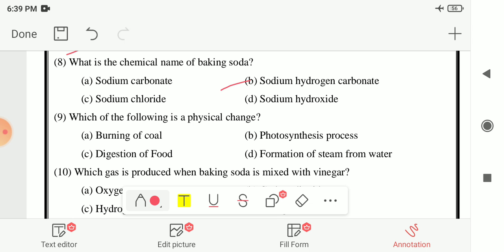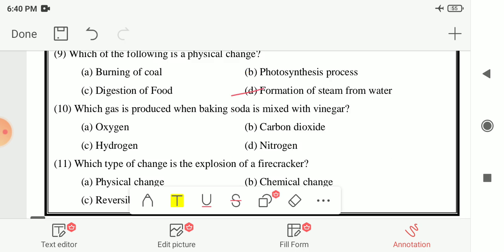Next, ninth number, which of the following is a physical change? The options are burning of coal, digestion of food, photosynthesis process, or option D, formation of steam from water. So here your answer is option D, formation of steam from water is the physical change, as we are not getting a new substance, only the state of the object is changed, so it is the physical change. In the rest of the options, the chemical properties of the substance also get changed, so they are chemical changes.